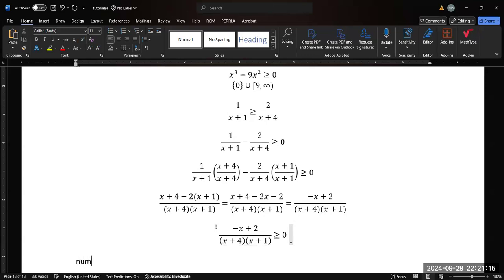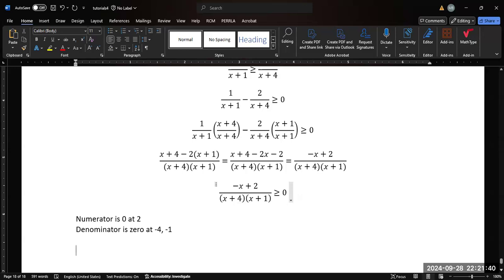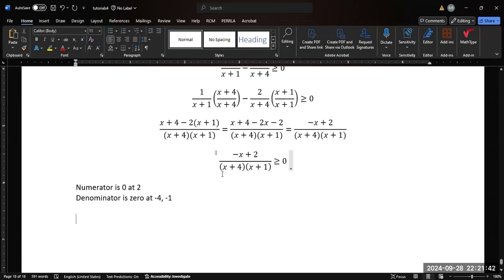So the numerator is 0 at negative 2, positive 2, and the denominator is 0 at negative 4 and negative 1. So let's draw our sign chart and figure out what our intervals are.